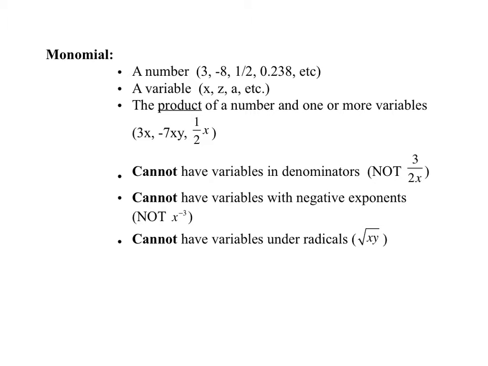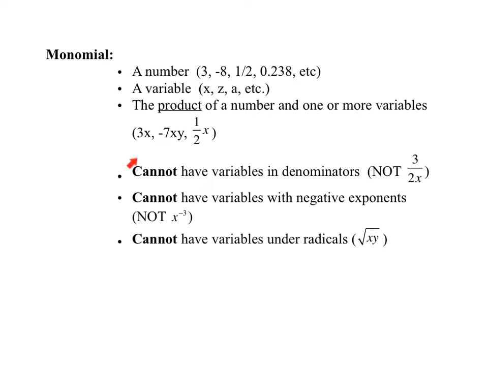As you can probably recall, the prefix mono in monomial refers to one. So a monomial can be a number, including a fraction. It can be a decimal value. It can be just a variable as well, a singular variable. But what we're more likely to see in this chapter is a product, a grouping of a coefficient with variables.